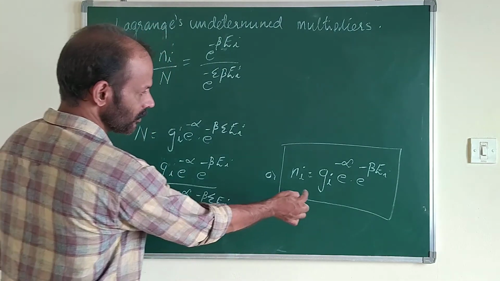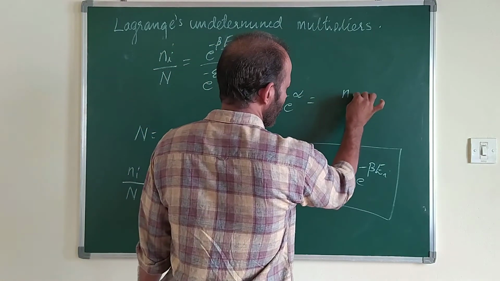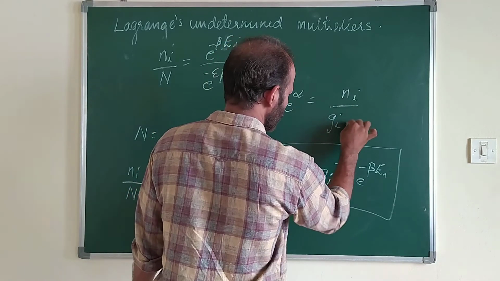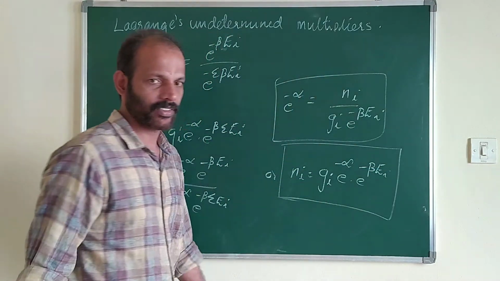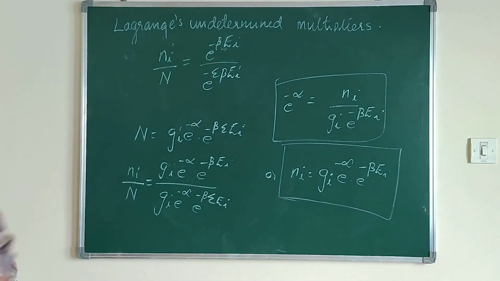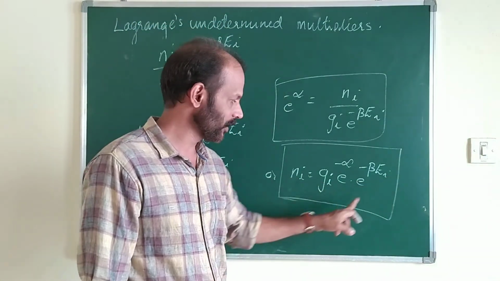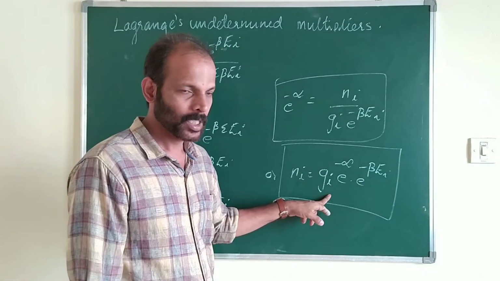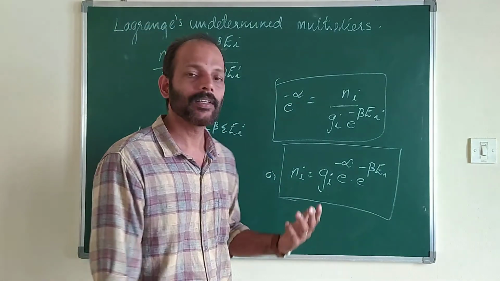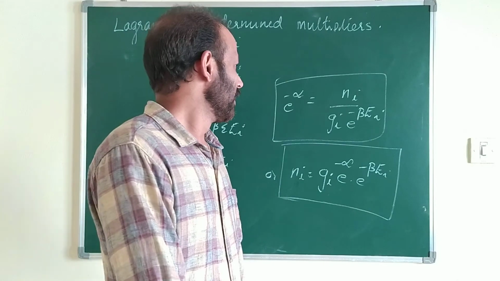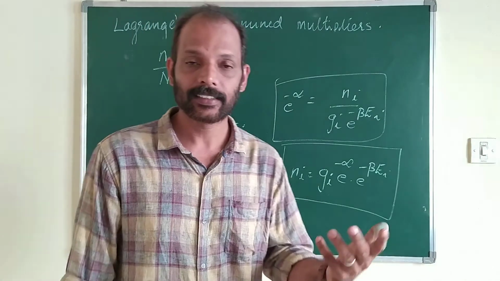Then from this we can also calculate e raised to minus alpha is equal to Ni divided by Gi into e raised to minus beta Ei. This is the equation for e raised to minus alpha. So we can determine the different ways of distribution of Ni particles in Ei energy levels with degeneracy Gi. So that is the actual probabilistic distribution of particles, and this is our Maxwell Boltzmann distribution. And we can discuss the statistics in detail in our next lecture.